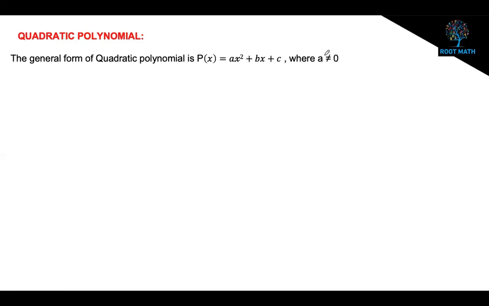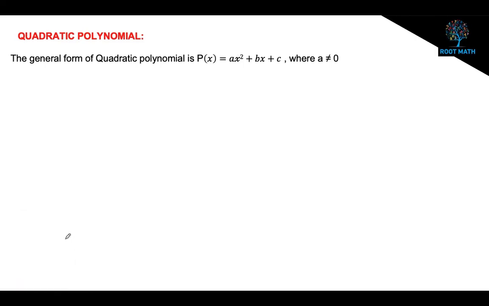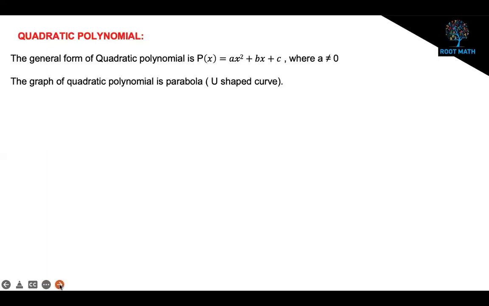The degree of the quadratic polynomial is 2. So the general form of the quadratic polynomial is ax squared plus bx plus c, a not equal to 0. You know that for a quadratic, the highest power of x must be 2. If a is 0, the x squared term is not there. So definitely a must not be equal to 0. Only when the squared term exists is it said to be a quadratic polynomial. A quadratic polynomial always gives a U-shaped curve in the graph.